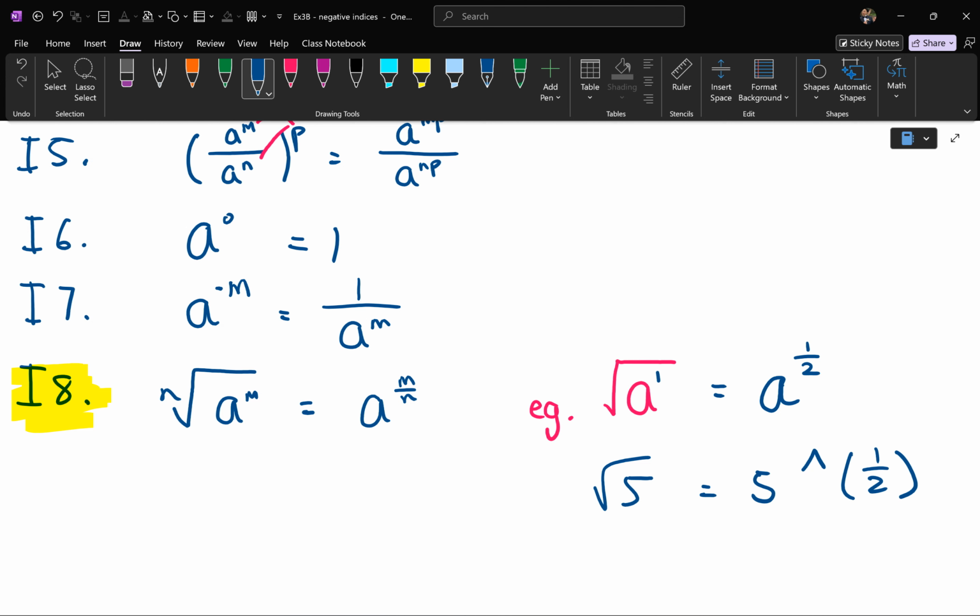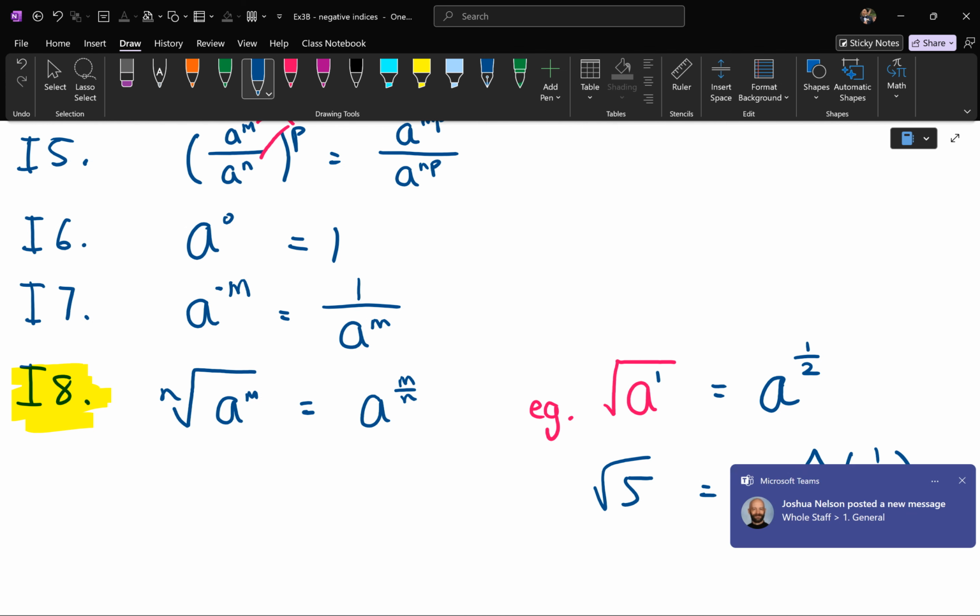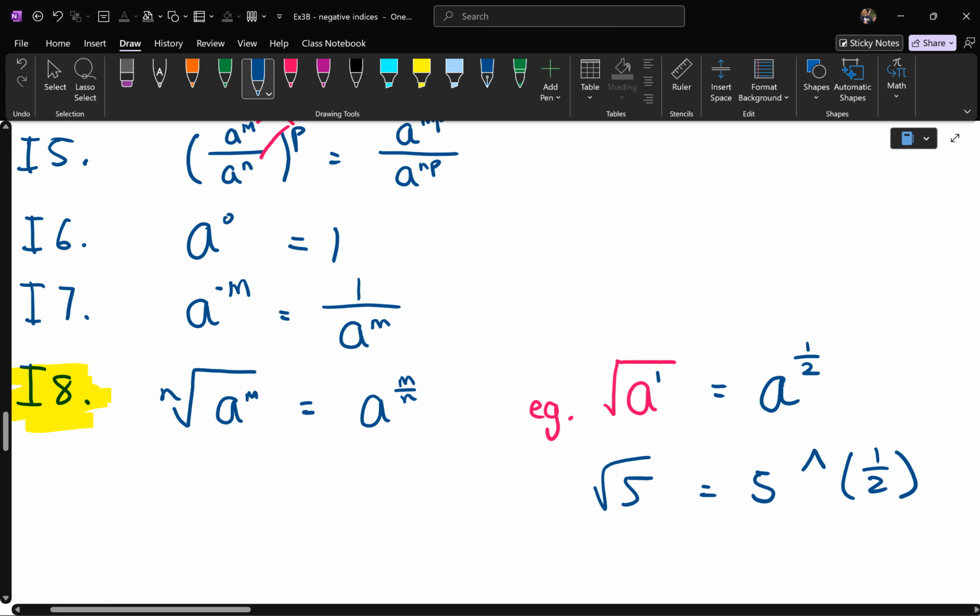Okay, so if you ever get a problem where you can't find the square root button, you can actually do it to the power of half, and that would mean square root.